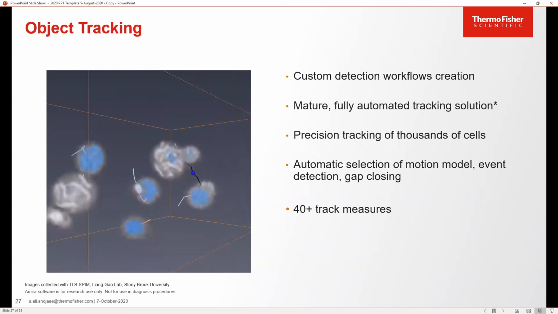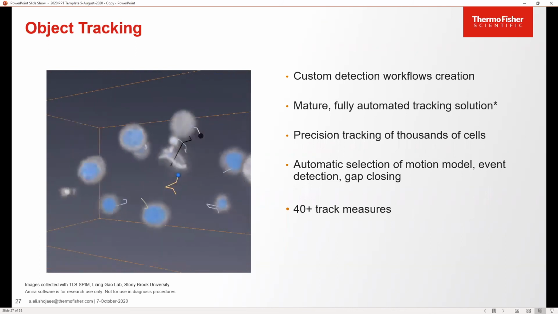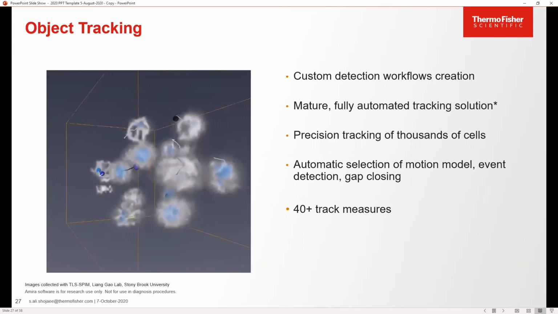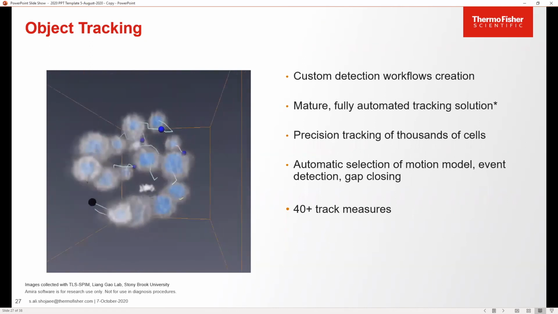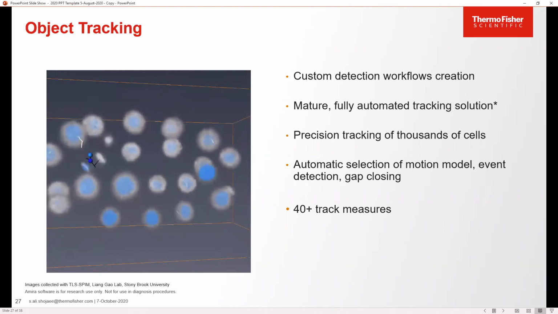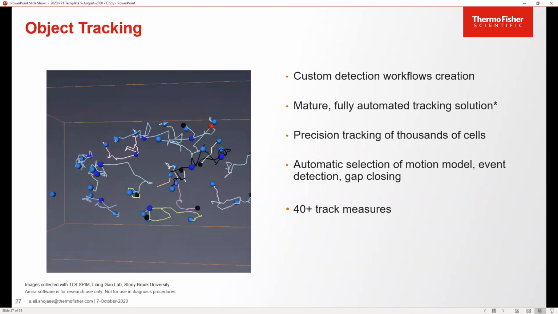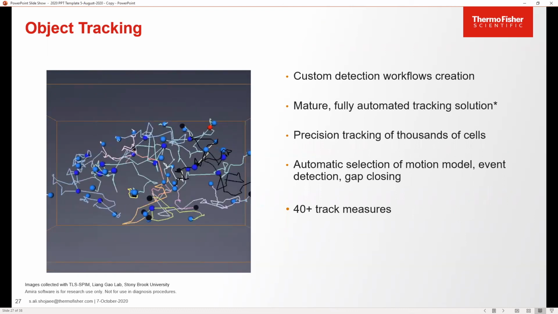One of the great things about Amira for cell biology is going to be object tracking, which is essentially you can track the movement if you have time series data. So if you have a 3D data set that also is a time series, it's technically a 4D data set. You have X, Y, Z, and T for time. You can track the different objects inside of it. It's a fully automated tracking solution.